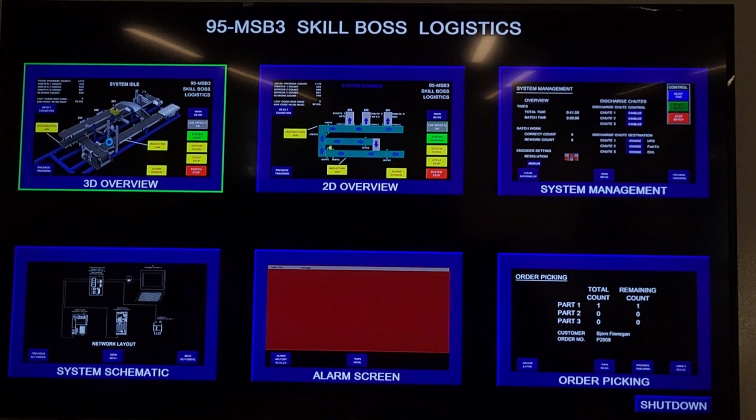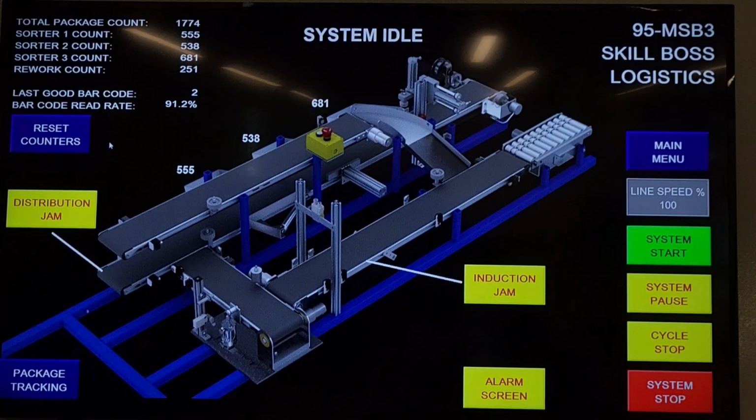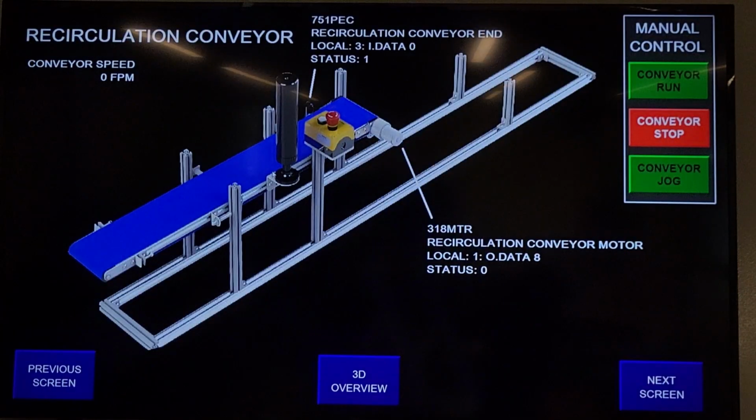So if I double click this 3D overview, you'll see right now it says system idle, and you'll have a bunch of numbers over here. I can hit reset on those to change those all back to 0. But on this screen, each of these areas are actually clickable. So the rework station up here, if I double click it, it will take me to a snapshot of the rework station, and you can see the live statuses of the sensors.